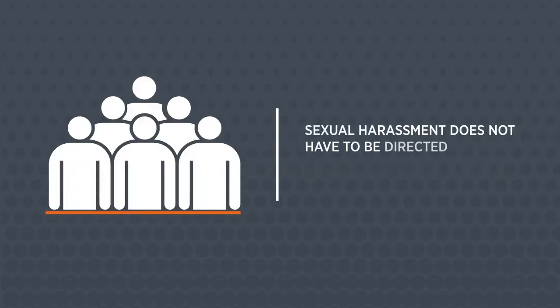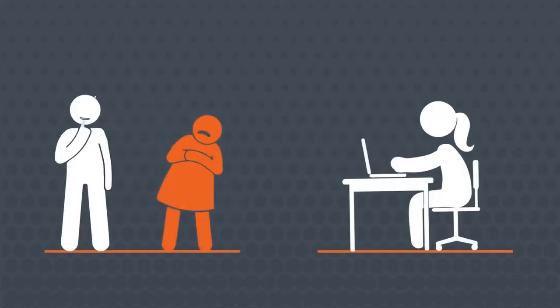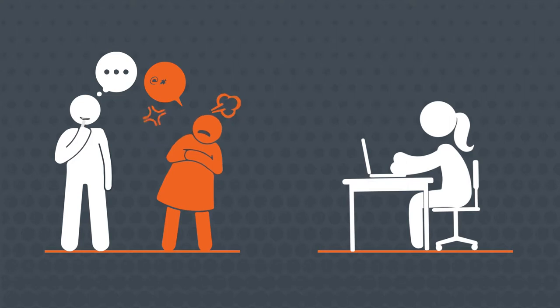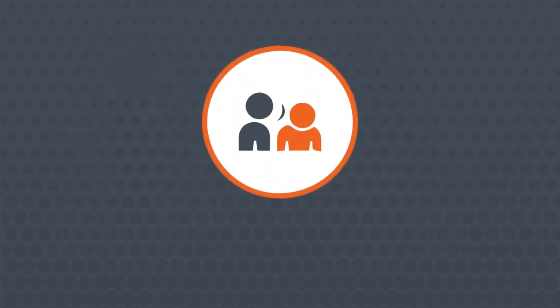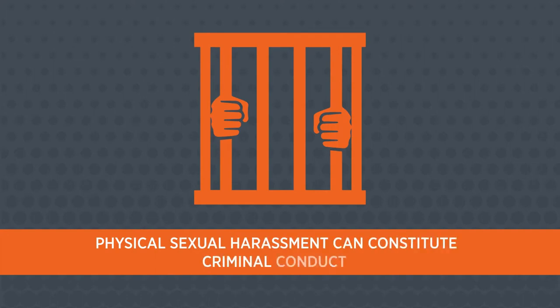Sexual harassment does not have to be directed at a particular individual to be unlawful. Behaviour which creates a sexually hostile working environment for other workplace participants can also be unlawful. For example, overhearing a colleague talk about sex, telling sexual jokes, or making innuendos. In some circumstances, workplace participants can be individually sued for their behaviour and comments and ordered to pay damages. Physical sexual harassment can constitute criminal conduct, such as assault and indecent exposure.